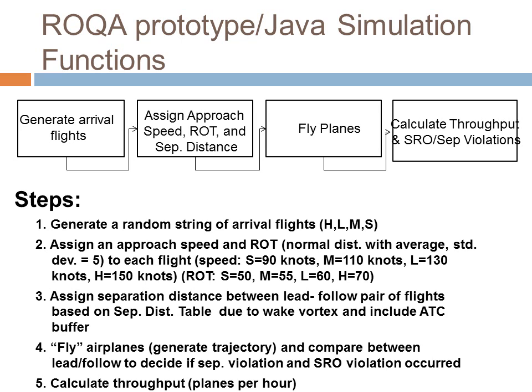The third step is to assign a separation distance between the lead and follow pair of flights based on the wake vortex separation distance table, and here is also where the ATC buffer is included and where compression and expansion cases are accounted for. The next step is to fly the planes, in which a trajectory is generated for each plane, and we compare the lead-follow pair trajectories to decide if a separation violation or SRO violation occurred. The last step is to calculate the runway throughput.